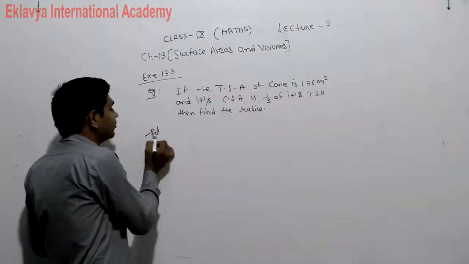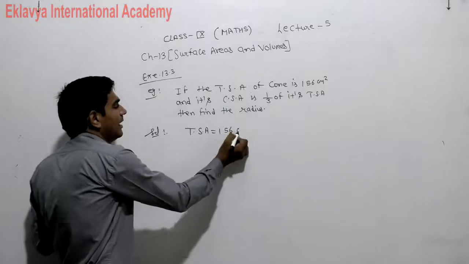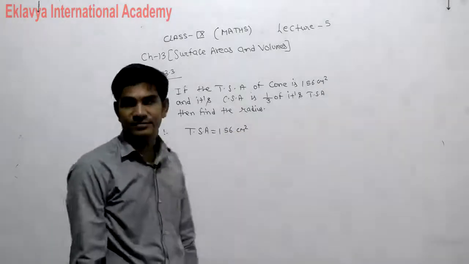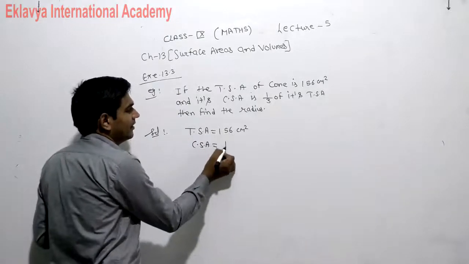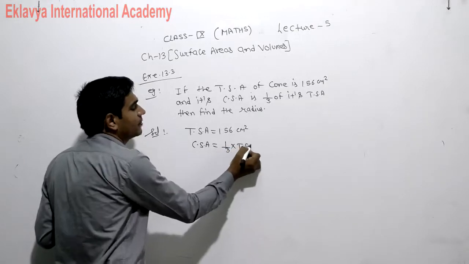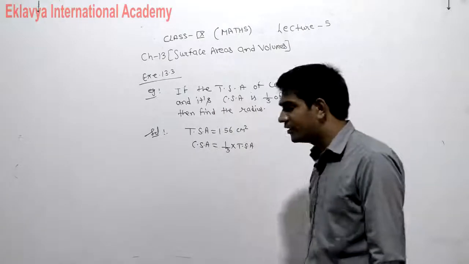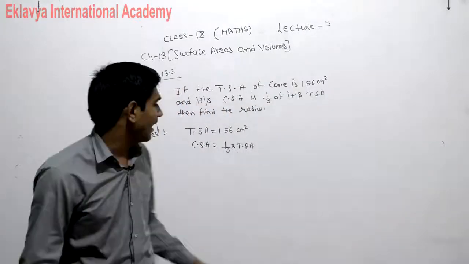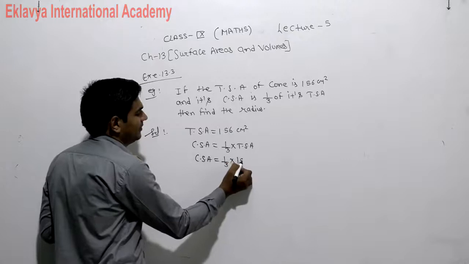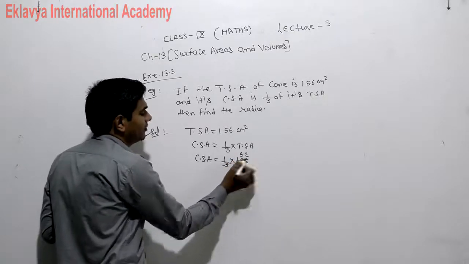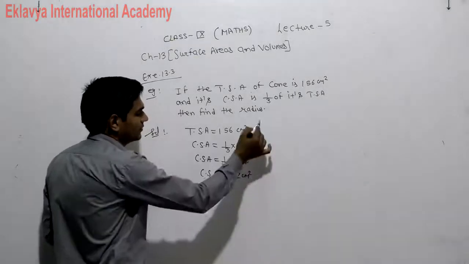What is given to you here? TSA is equal to 156 centimeter square. And the second condition given is that CSA is 1/3 of its TSA. The curved surface area of the cone is 1/3 of its TSA, so we can easily calculate it. CSA is equal to 1/3 multiplied by 156, which is 52. So its CSA will be 52 centimeter square.